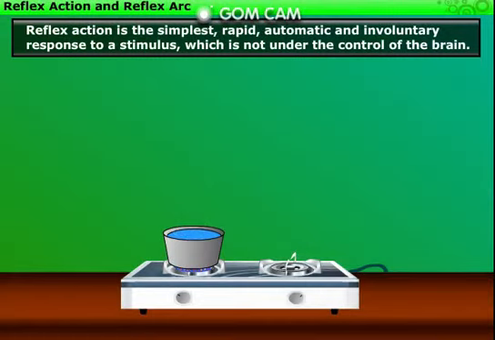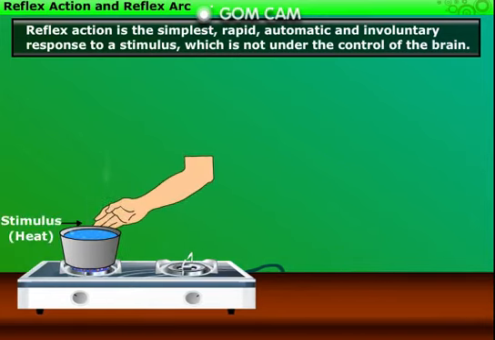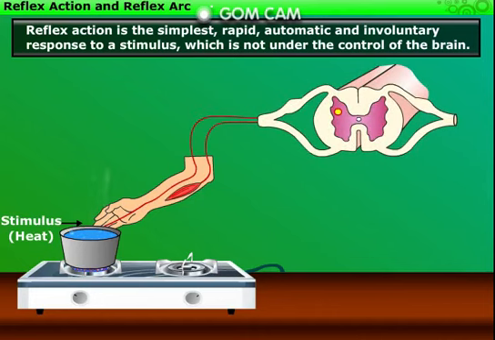Reflex action is the simplest, rapid, automatic, and involuntary response to a stimulus, which is not under the control of the brain. For example, if we unknowingly touch a hot object, we immediately move our hand away from it. This sort of very fast, automatic response is called the reflex action. The stimulus here is the heat, which is sensed by a heat receptor in our hand on touching the hot object.